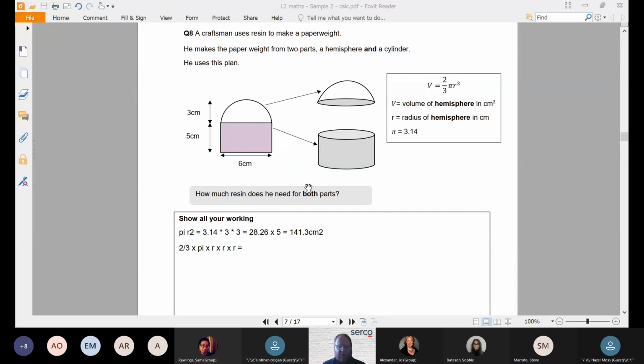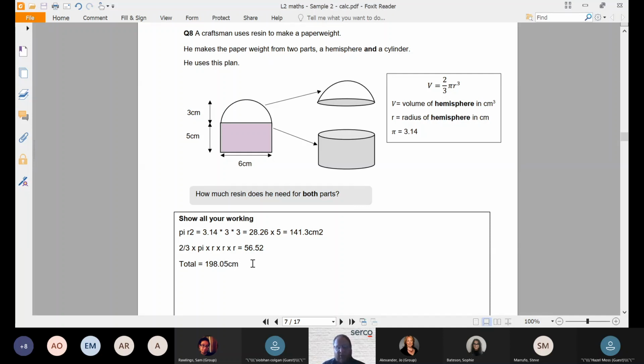So once again, I'm going to work this through all in one go. I'm going to do 2/3, then times that by pi, which I'm going to call 3.14, and it's told me on the screen that's what it is. And then I'm going to times it by the radius, which was 3, and 3 again, and 3 again, because I want it cubed. That gives me a figure of 56.52. So if I know my cylinder at the bottom is 141.3, and I know my hemisphere at the top is 56.52, I can add those together, which gives me a grand total of 198.05.